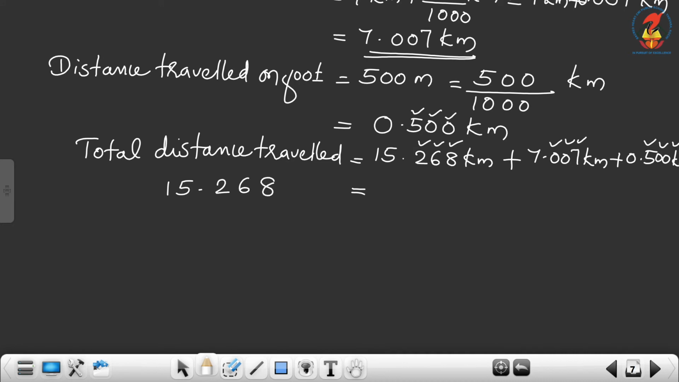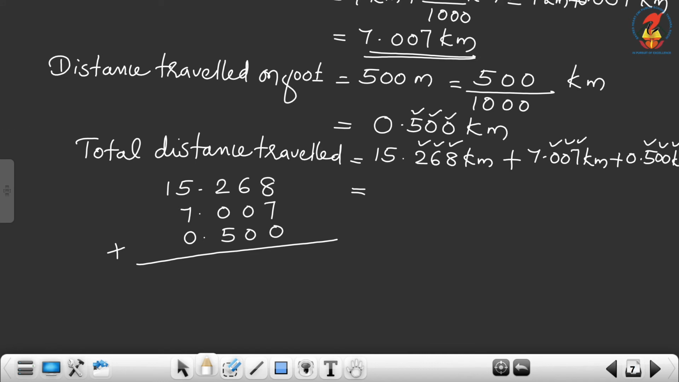Now we can add the decimals. 15.268, write down the first decimal number. Then under the first one, write down the second one, so that the decimal points are in a straight line. Look at the places also: 7.007, 7 is in the unit place, so you have to write it under 5. Next is 0.500, so 0 will be in the whole number part, then 500. Now we have to add it, starting from the 1000th place.